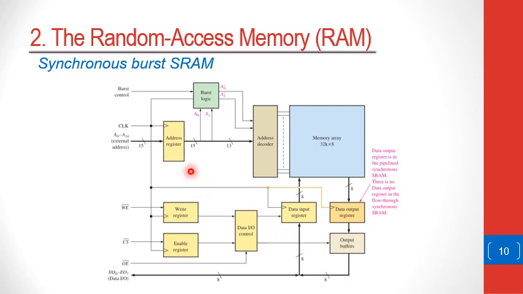What you will also see here is that the address register, as much as it latches the whole of the address into the address register, connects to the address decoder to pinpoint which part of the memory needs to be accessed. However, there are also some parts of the address which are being controlled by the burst logic here. So this burst logic circuit is the one that allows this register to operate in burst mode.